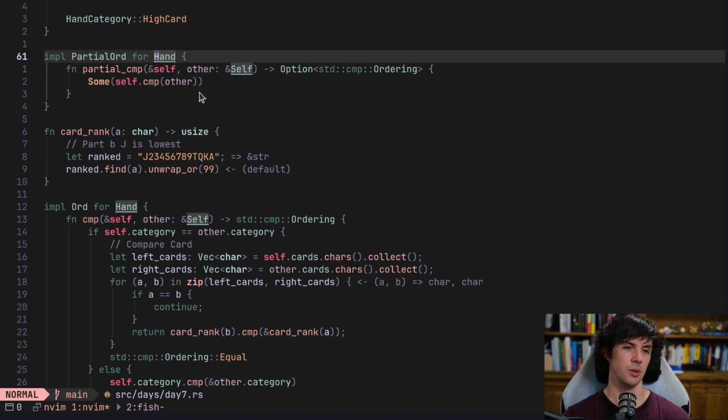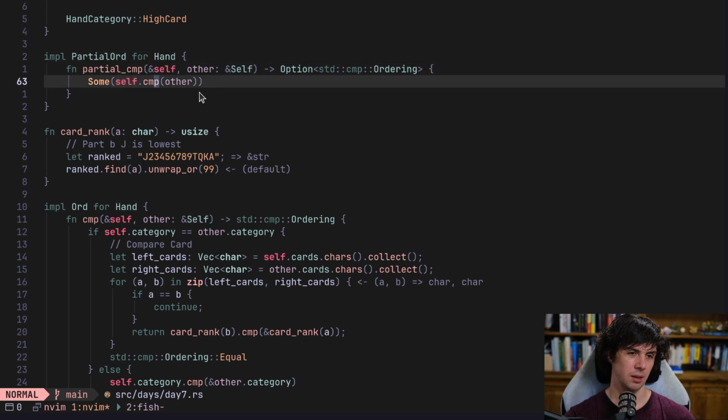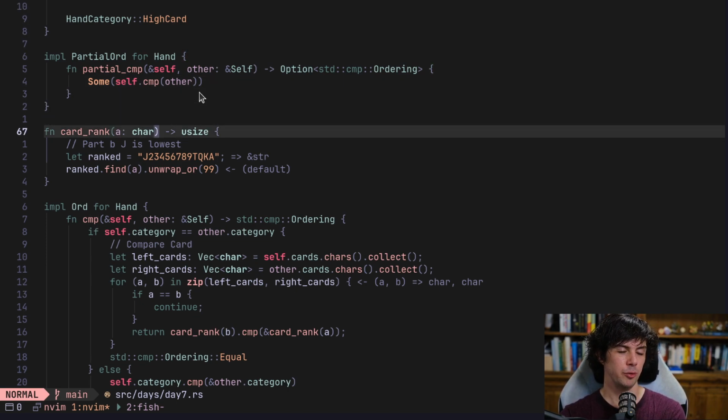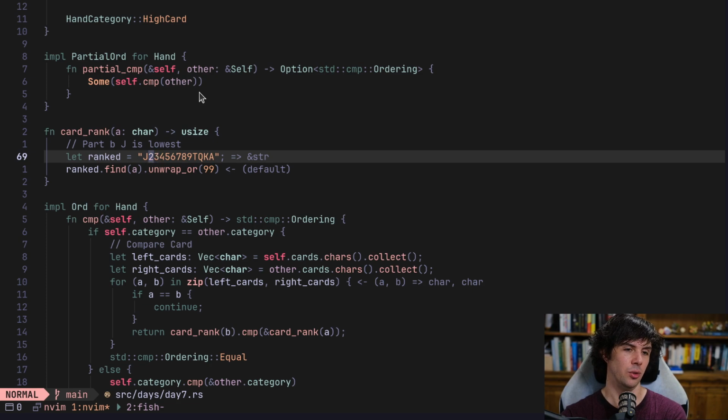The next thing we do here is really take advantage of Rust's trait system. We define partial ordering here, which is not particularly interesting. It just makes use of the full ordering function. And then down below, full ordering for the hand structure that we defined above. Before we can implement ordering completely, we need this other function which ranks cards. And all this does is it stores a list of the cards in lowest to highest order.